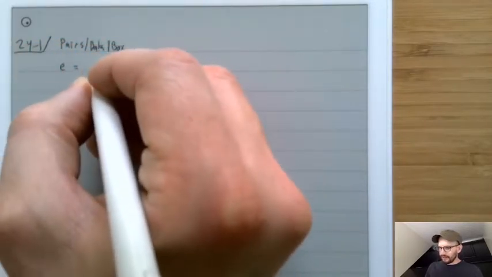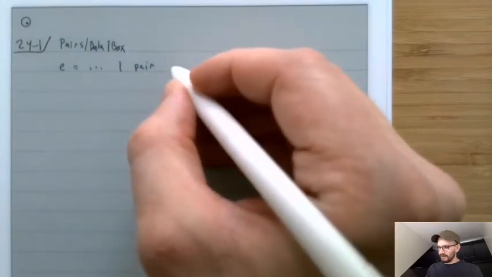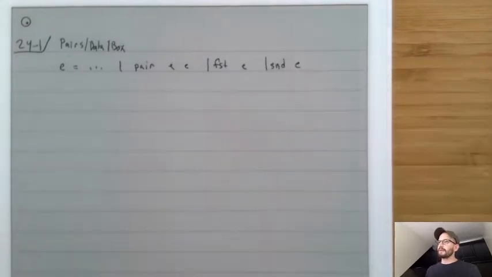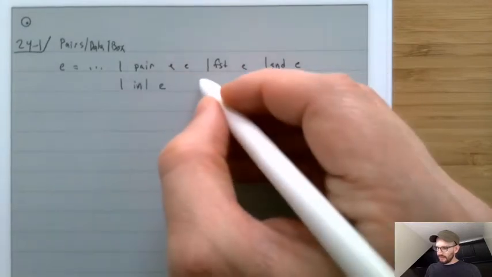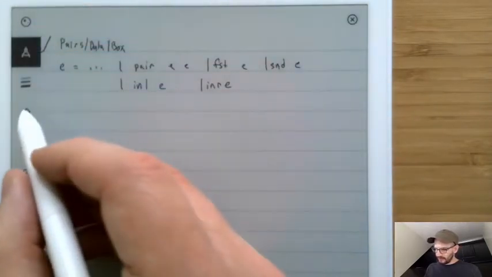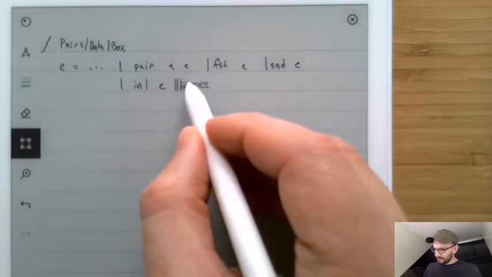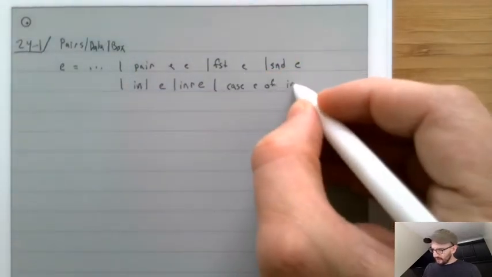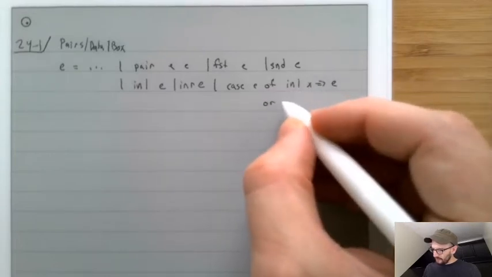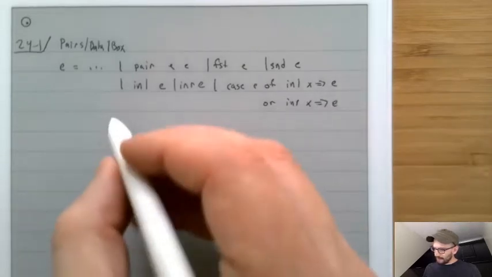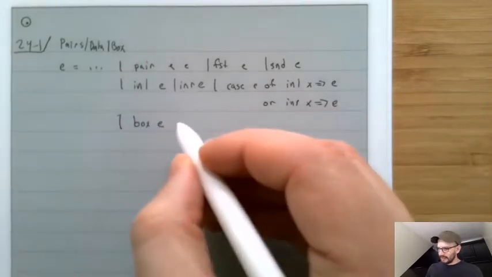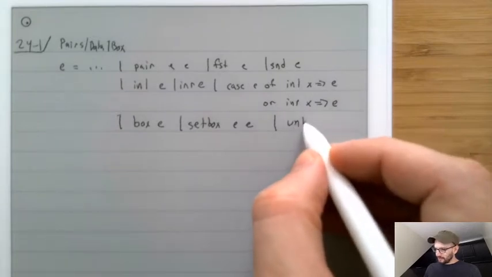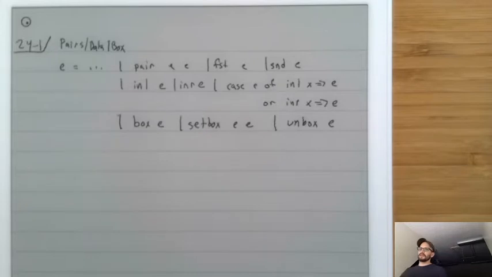So we're going to take our language E, and we're going to extend it so we have pair of E E. We're going to have first of E, second of E. We're going to have in left of E, in right of E. And then we're also going to have case E of in left X arrow E, or in right X arrow E. And then we also need to have box E, set box E E, and unbox E. All right, so let's handle each one of those.